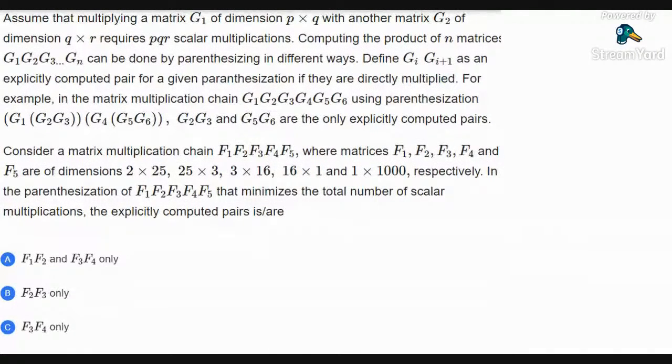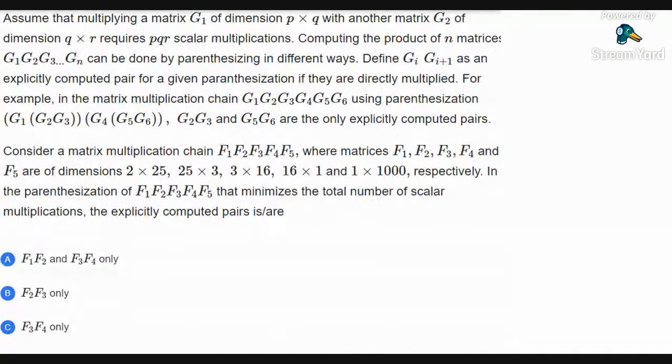So in this question, it is asking: consider the matrix multiplication in which five matrices are there, F1, F2, F3, up to F5. And these dimensions are also given: 2 cross 25, 25 cross 3, 3 cross 16, 16 cross 1000. And the question is about the parenthesization of F1, F2, F3 that minimizes the total number of scalar multiplications. It means we are interested in applying the matrix chain multiplication problem, and it is talking about explicitly computed pairs.